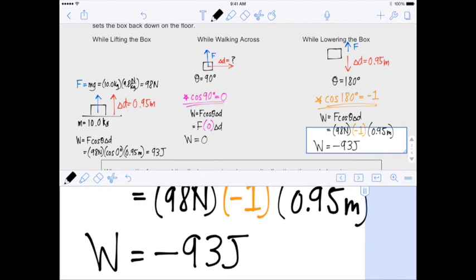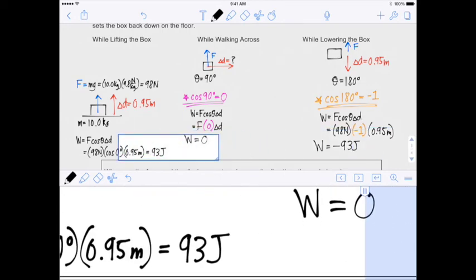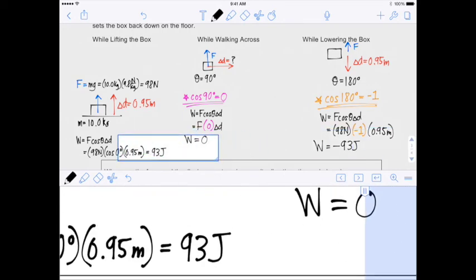So this is an interesting statement. When we raise the box, we do 93 joules of work. And when we lower the box, we do -93 joules. So take those two situations. The box starts on the ground and it ends up on the ground. So at the end of the day, it's as if you've done nothing to the box. So your total work done is 0.